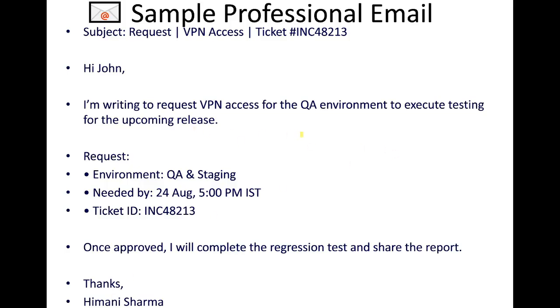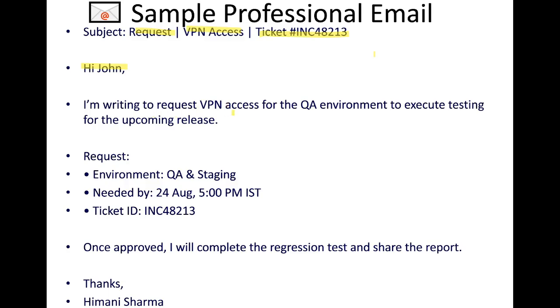So I would like to show you one sample professional email. You can see here the subject line: you can mention that you want access, VPN access. Suppose this is related to that email. So in the subject you mention you are requesting VPN access, and the ticket number, as you have raised one ticket for reference. And then greetings, this is the first step: Hi John, because you are sending the mail to one person, simply Hi John.